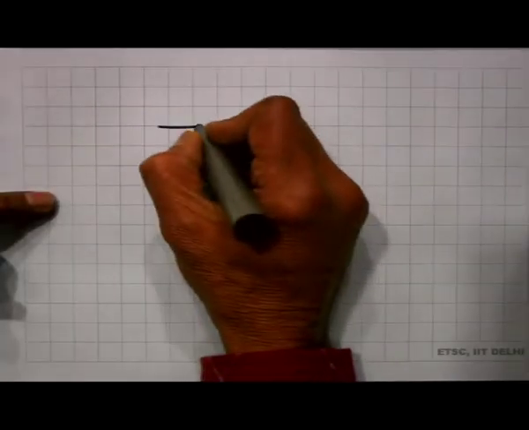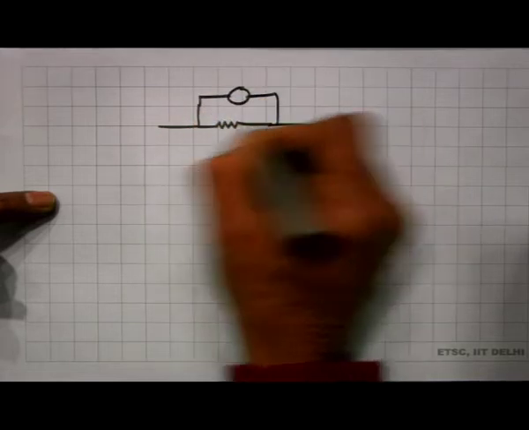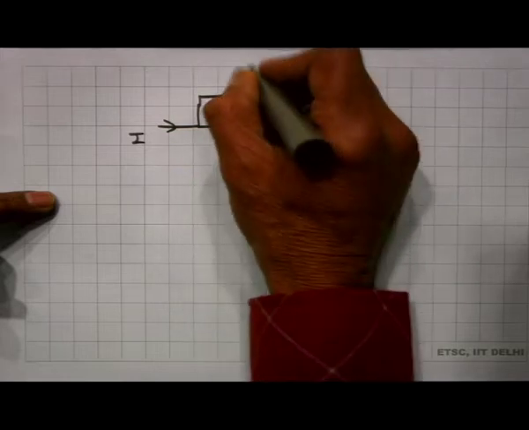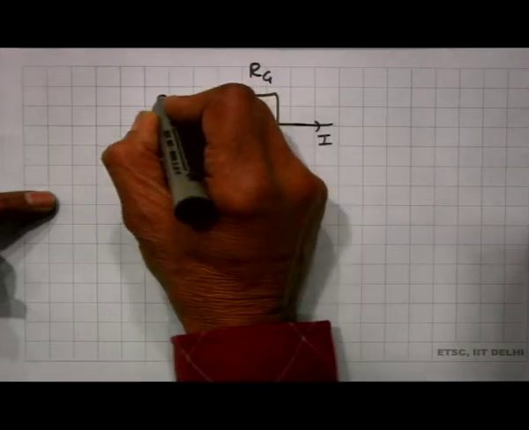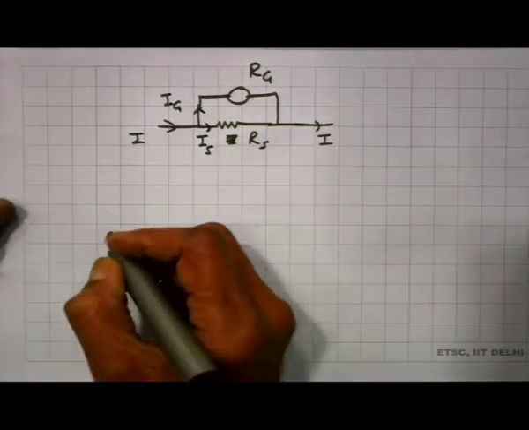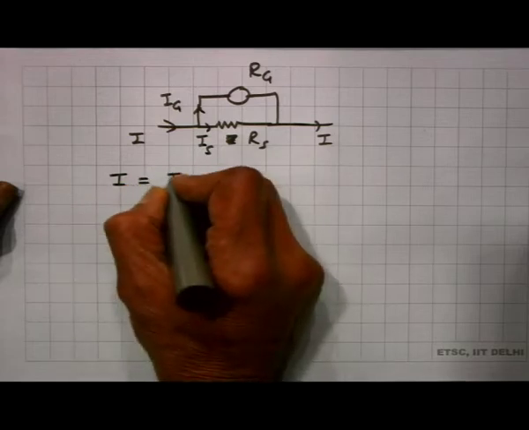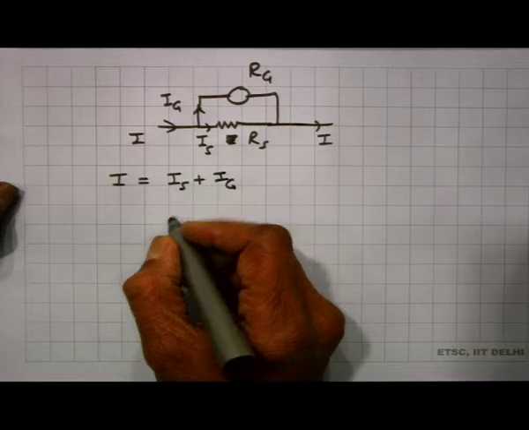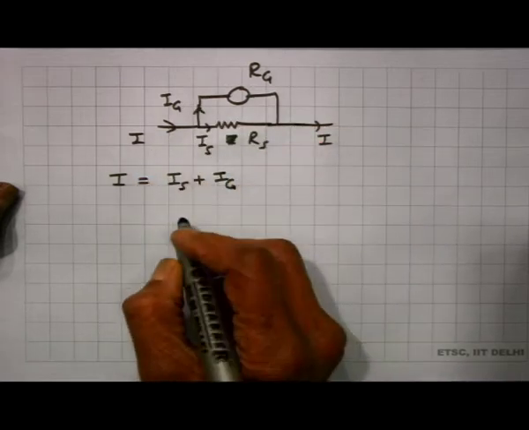So, this is my Rs, this is Rg, this is I coming from here, and I is going back here. Let me call this Ig and let me call this Is. So, I have total current I equal to Is plus Ig. The total current splits into an Ig going to the galvanometer and Is going to the shunt.